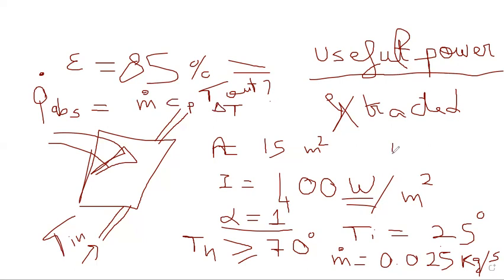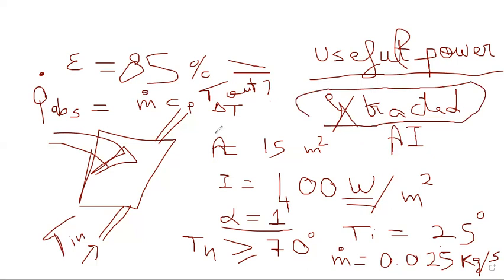If I do the area times the irradiance, what do I find? How do I then use the efficiency? Why did they give me the efficiency? You need to multiply by the efficiency. Please don't forget to multiply by the efficiency, because A times I represents the extracted power from the solar panels.